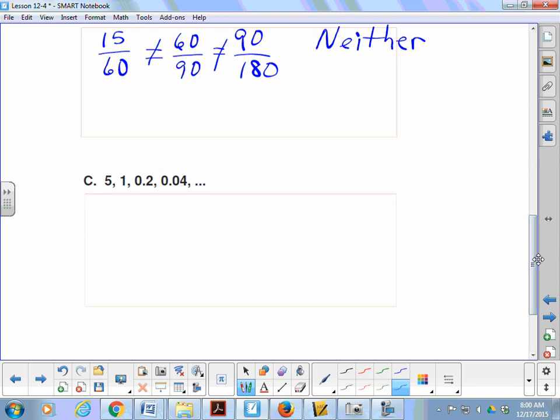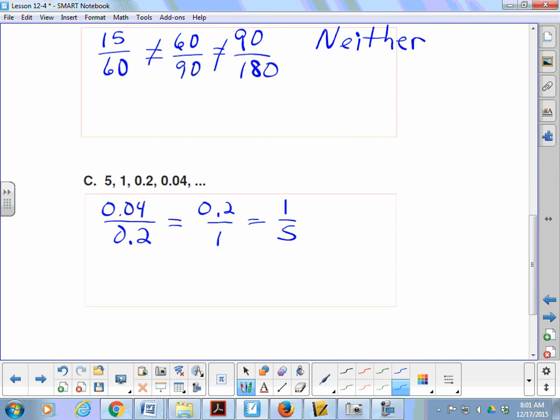Okay. All right. And one more. Bet you can't guess what this one's going to be. All right, 5, 1, 0.2, and 0.04. Is the distance from 5 to 1 the same as it is from 1 to 0.2? No, because we have a difference of 4 and a difference of 0.8. So it can't be arithmetic. So let's check geometric. All right, 0.04 over 0.2. Is that equal to 0.2 over 1? Is that equal to 1 over 5?